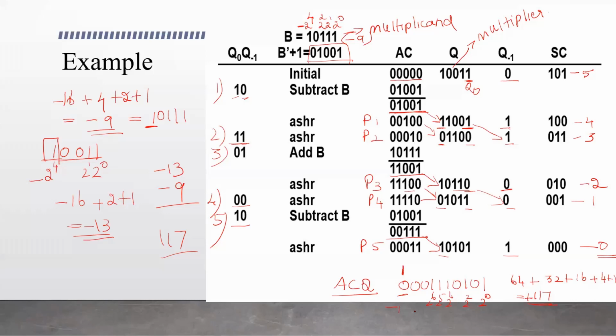So let's try one more. Let's take two numbers, 7 and minus 5, one positive and one negative. So the result will be negative here. 7 fives are minus 35. So 7, the multiplicand, is taken in B. B is positive, right? So we write 0 1 1 1.